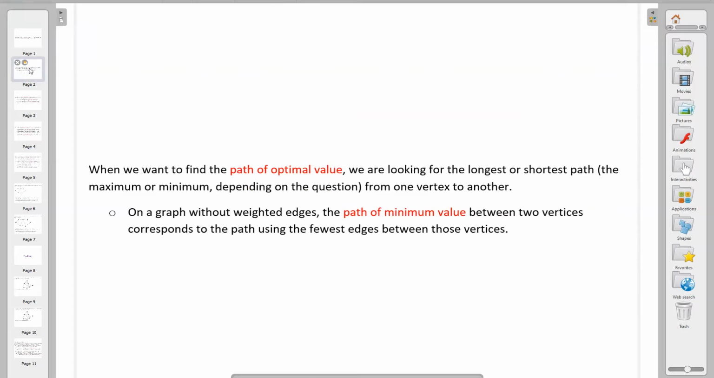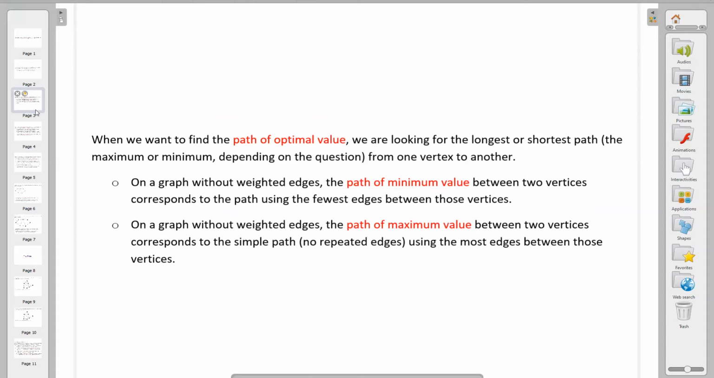On a graph without weighted edges, the path of minimum value between two vertices corresponds to the path that uses the fewest number of edges to connect those vertices. Conversely, a path of maximum value between two vertices means you're again following a simple path with no repeated edges that uses the most edges between those vertices.